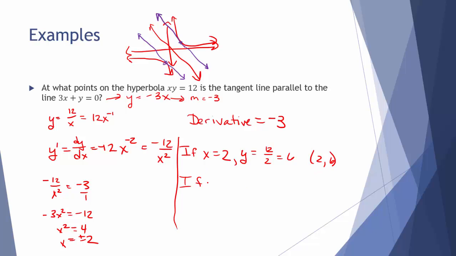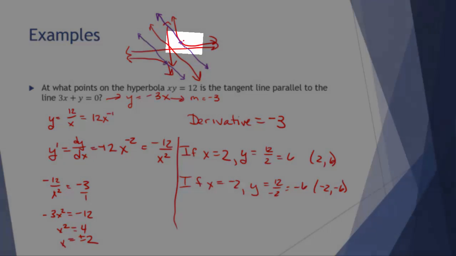And if x equals negative 2, then y equals 12 over negative 2, which is negative 6. So that's negative 2, negative 6, which even according to this rough sketch actually looks pretty good. This would be the 2, 6, and this one would be the negative 2, negative 6.